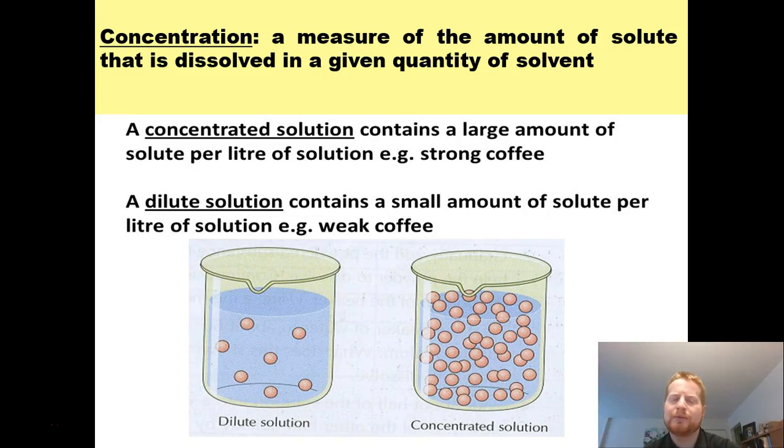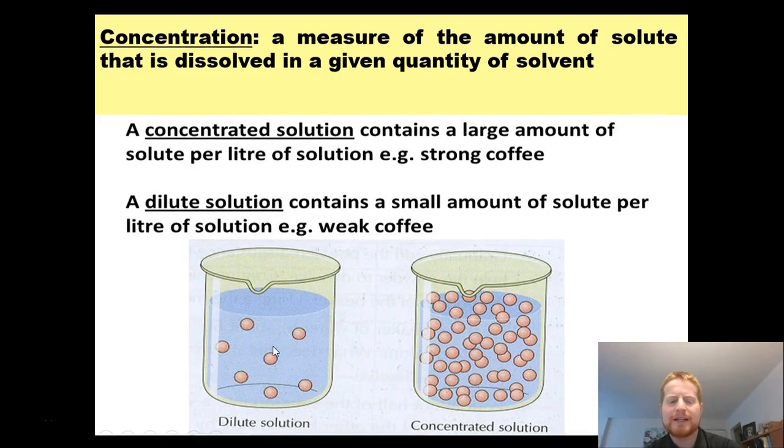Another important distinction we're going to be talking about in this unit is concentration. So concentration is a measure of the amount of solute that is dissolved in a given quantity of solvent. And you could have something be concentrated or it could be dilute, right? So concentrated means there's going to be a lot of solute present, and dilute means there's not going to be all that much solute in the solution. So here's the concentrated solution, and here's the dilute solution. Let's kind of take a look at that another way.